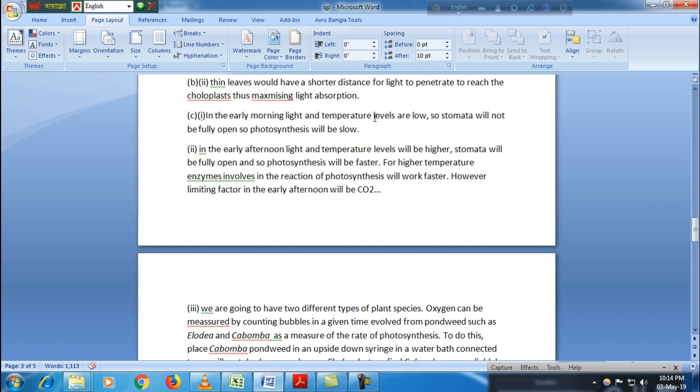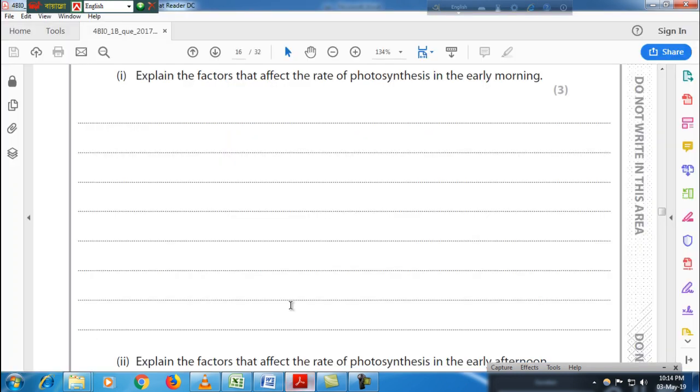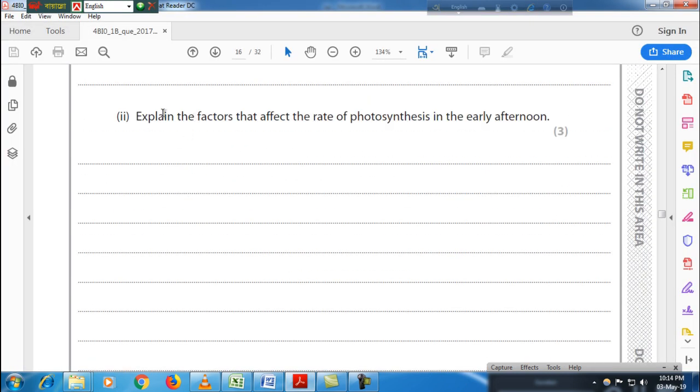So what will be the answer? The answer will be C1. In the early morning light and temperature levels are low, so stomata will not be fully open, and for this reason photosynthesis will be slow. Next question.